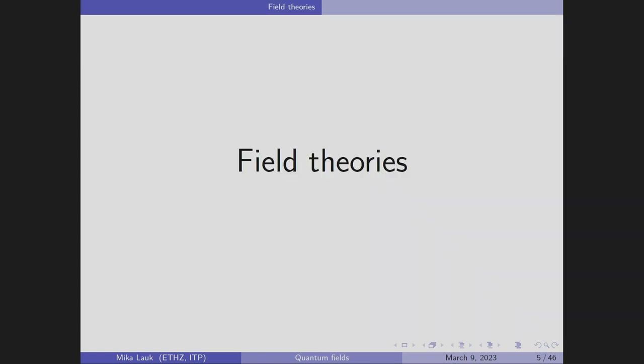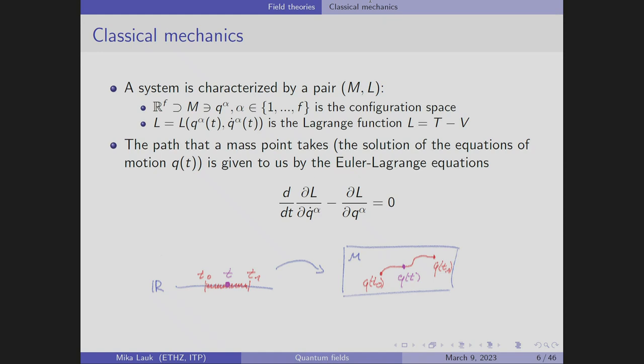Now, starting with the actual talk, classical mechanics. I don't know how familiar you are with this. What's important is that if we talk about some mass point that is governed by classical mechanics, we usually characterize this by a pair M and L. M is some subset of what we call a configuration space. For example, if we have a particle moving in this room at some mass point, then this configuration space would just be R3. Well, it would not be exactly R3, but then you would put some boundaries in, because if I have some ball, it probably can't escape the walls there.